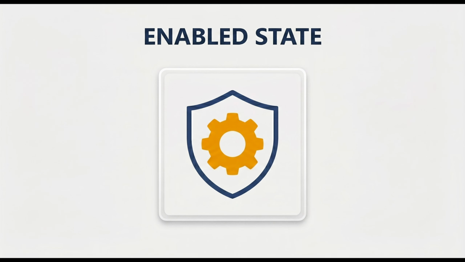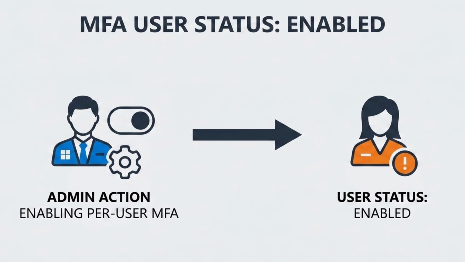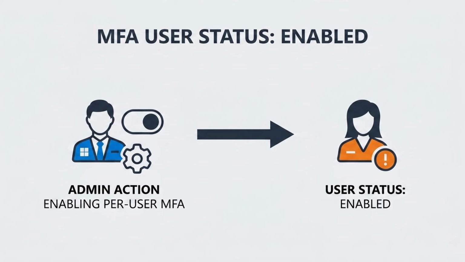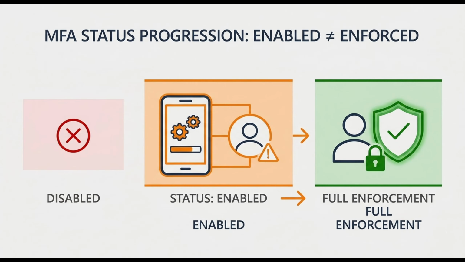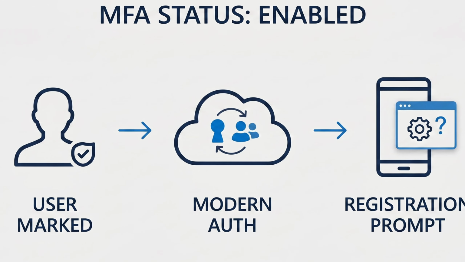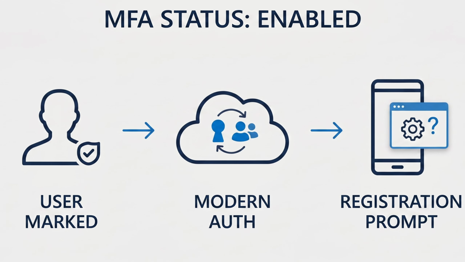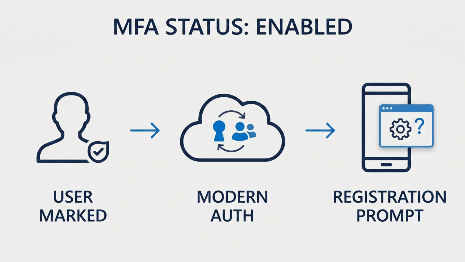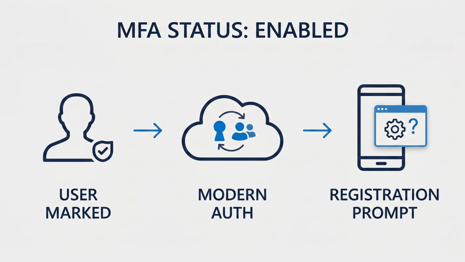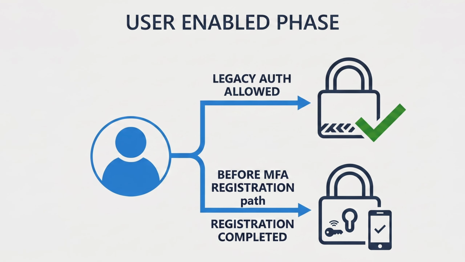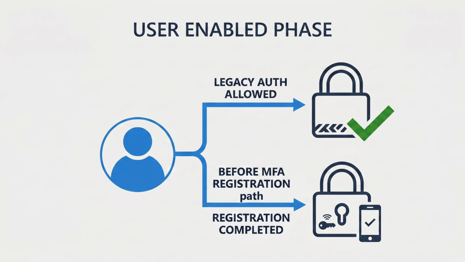The second state is enabled. This is where confusion starts. When you click enable MFA in the admin portal, the user moves into the enabled state. And this is the important part: enabled does not mean full enforcement has already happened. What it really means is this user has been marked for per-user MFA, and on the next modern authentication sign-in, if the user has not already registered an MFA method, Microsoft prompts them to register. Microsoft also notes that legacy authentication can continue until registration is complete.